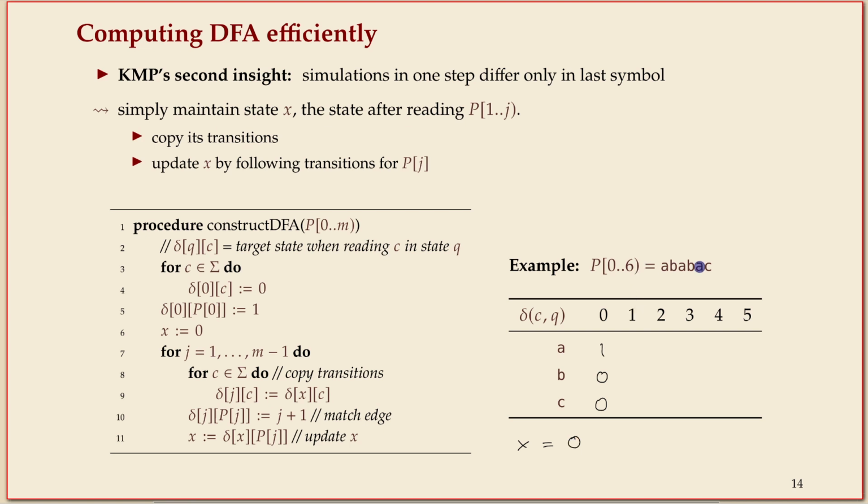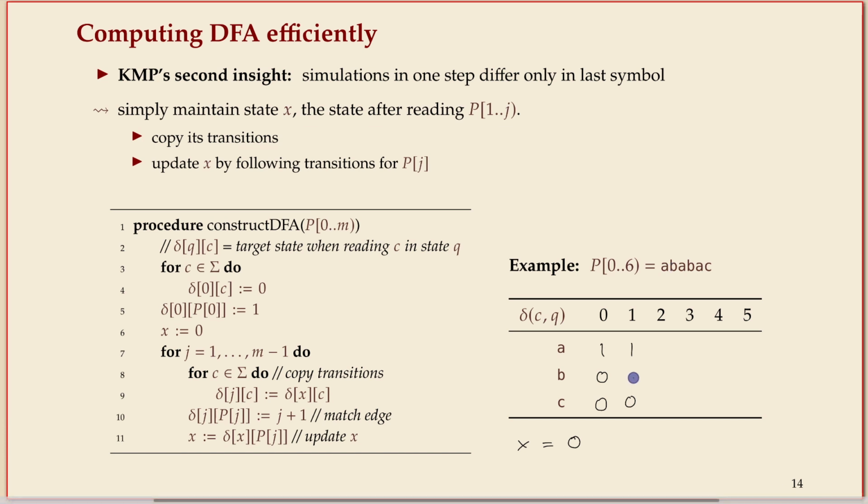Now I go through all the columns of the table. The first step is I copy the column from column X to the next column where I'm filling things in now. So my J is 1. I'm looking at this column. First step, just copy the previous column because that's where X is. But we overwrite the match edge. That's the only change we do. So in this case, the match edge should be for B.